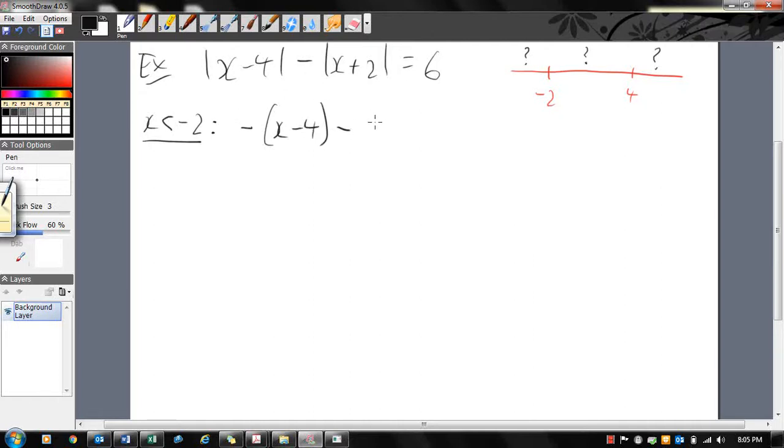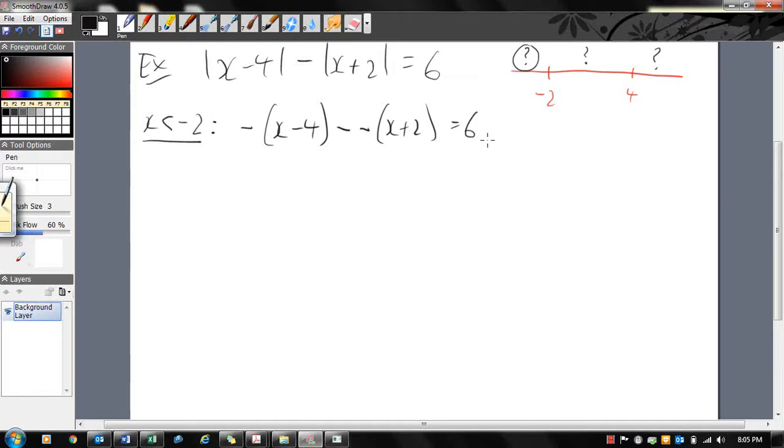Awesome. Minus. What happens down here? We've got x + 2. So let's take a number that's less than -2. Let's say -10. -10 + 2 is still negative. So that modulus sign is going to times it by -1. So put another -1 into there. And so that's the equation we get if we're in this particular region here.